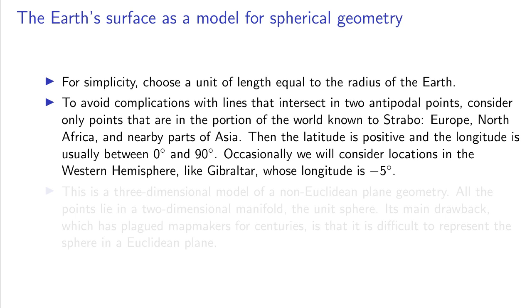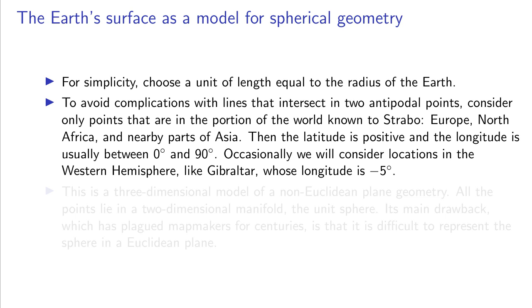I get to pick a unit of length, and I'm going to choose a unit of length equal to the radius of the Earth and assume that the Earth is a perfect sphere. The lines of our geometry are going to be great circles, and great circles, of course, intersect in two antipodal points. We'll solve that problem by considering only points on the Earth's surface that are in the part of the world known to the great geographer Strabo. That's Europe, North Africa, nearby parts of Asia.